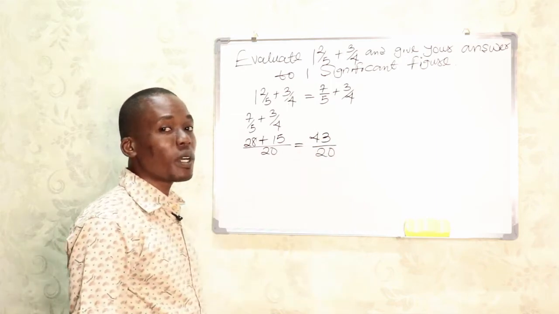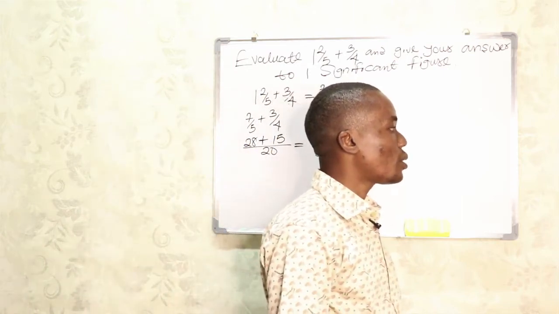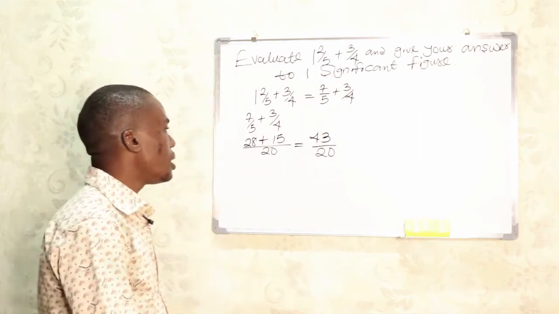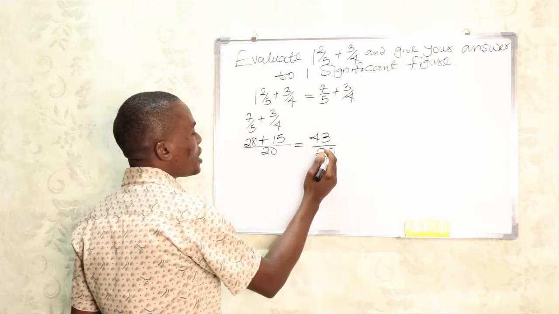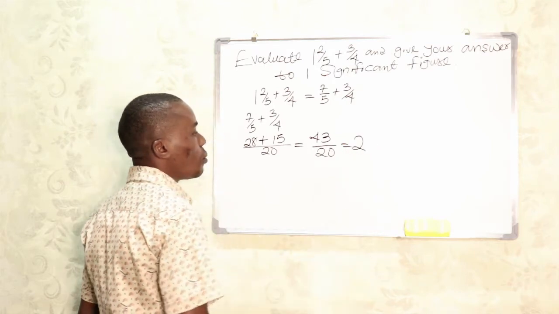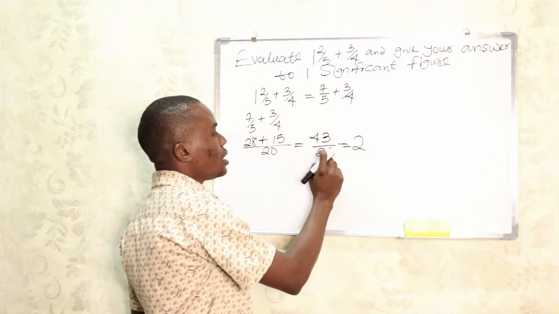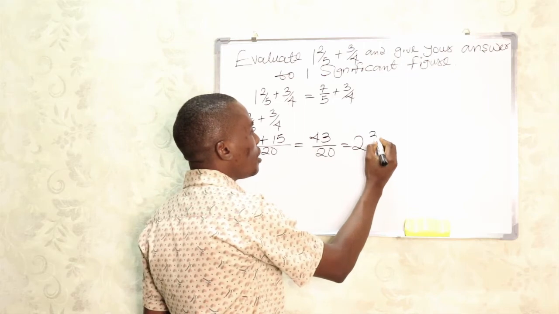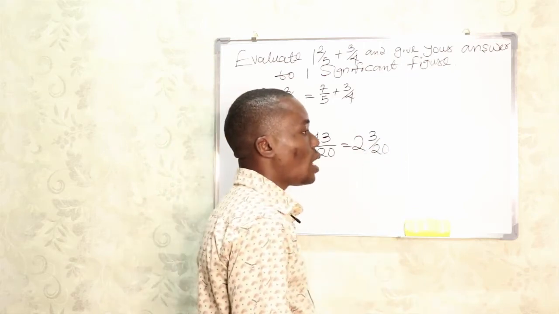Now you have to try as much as you can to break this value down to a smaller fraction. How do you go about breaking down this value to a smaller fraction? Let's make this a fraction. 43 divided by 20. How many 20s can you get in 43? That will give you 2 whole number. What will remain? 20 times 2 will give you 40. So the remainder there will be 3 over 20. Now this is the value you are going to get.